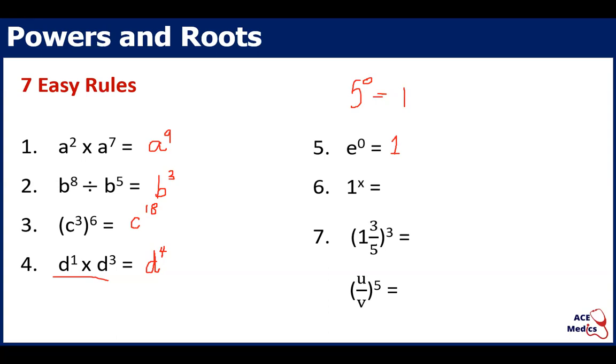Now, sorry, my laptop's being a bit crazy. If we have 1 to the power of anything, so it could be 1 to the power of 5, 1 to the power of 7, 1 to the power of 25, 1 to the power of something is just 1. It stays as 1, because 1 to the power of 5 is the same as doing 1 times 1 times 1 times 1 times 1. Does that make sense? Does anyone have any questions so far? No?